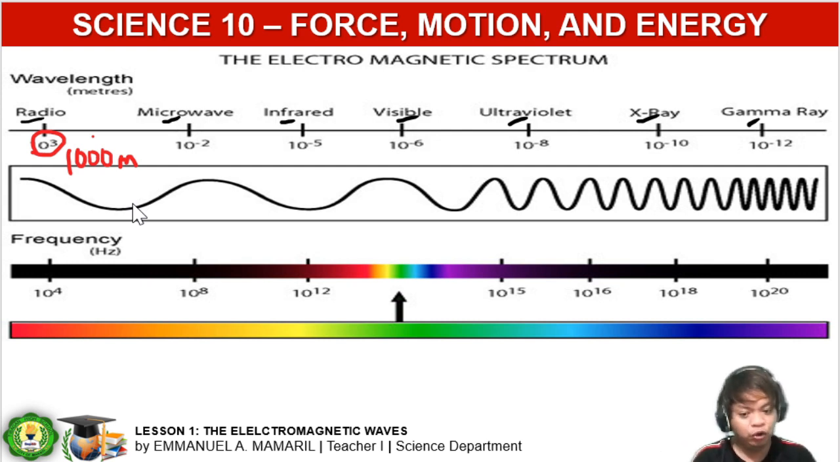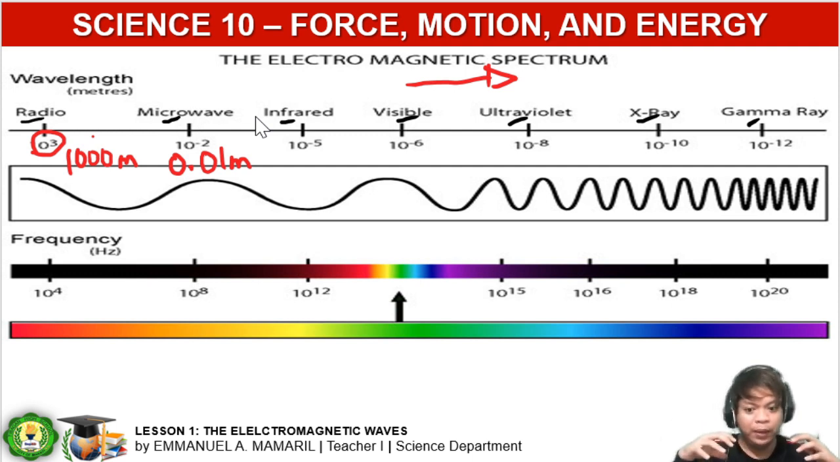But as you go to the right of this electromagnetic spectrum, let us talk about the microwave now. The microwave has 10 exponent negative 2 meters. So that means that it has 0.01 meter of wavelength. So biglang yung sa radio wave kanina 1,000 meter, ang layo ng one wave to another wave. But for microwave, 0.01 meter na kaagad siya.